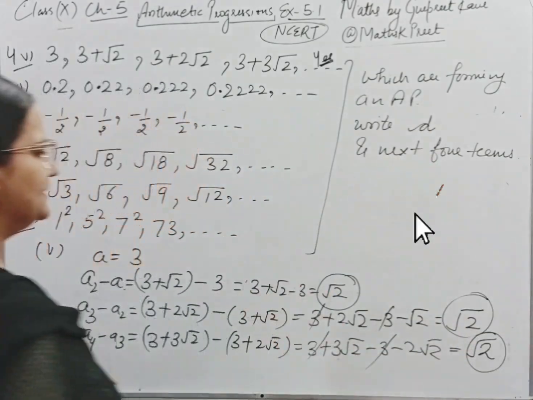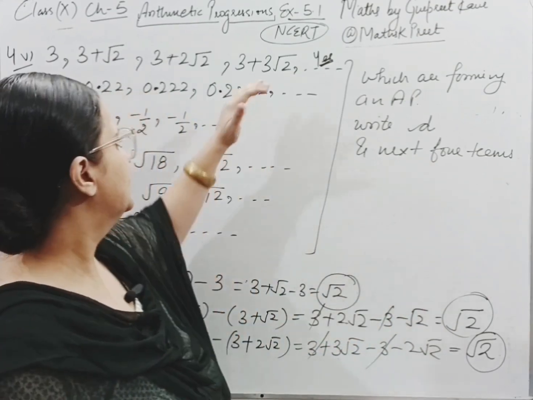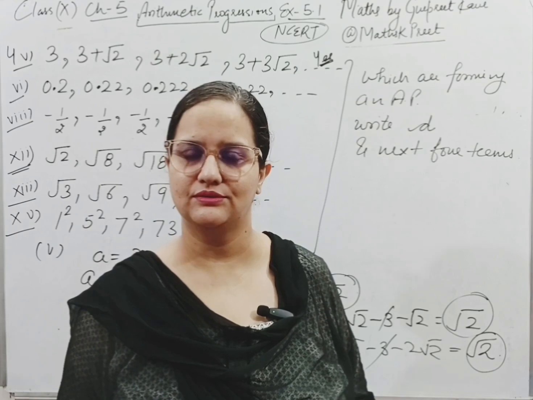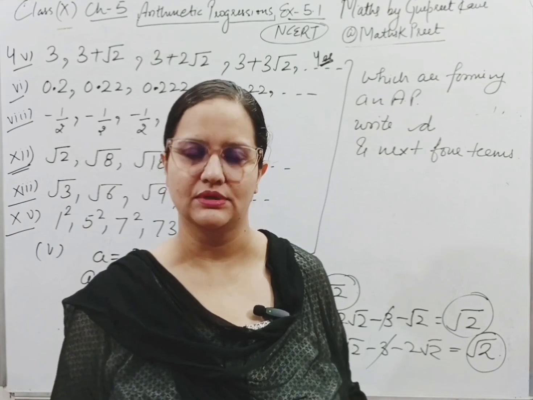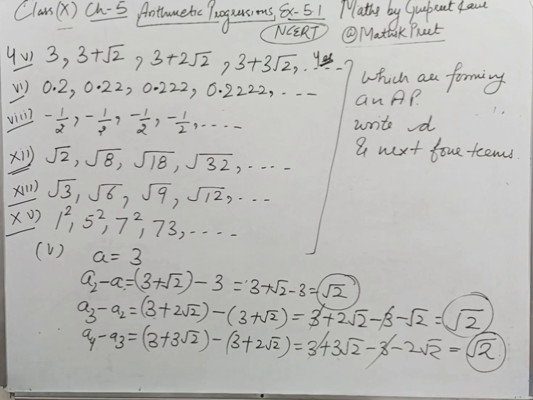And to write the next four terms, we will just add the value of this D to the preceding term. So the next four terms you will get 3 plus 4 root 2, 3 plus 5 root 2, 3 plus 6 root 2 and 3 plus 7 root 2. These are the next four terms for this sequence. Let's see the next part.